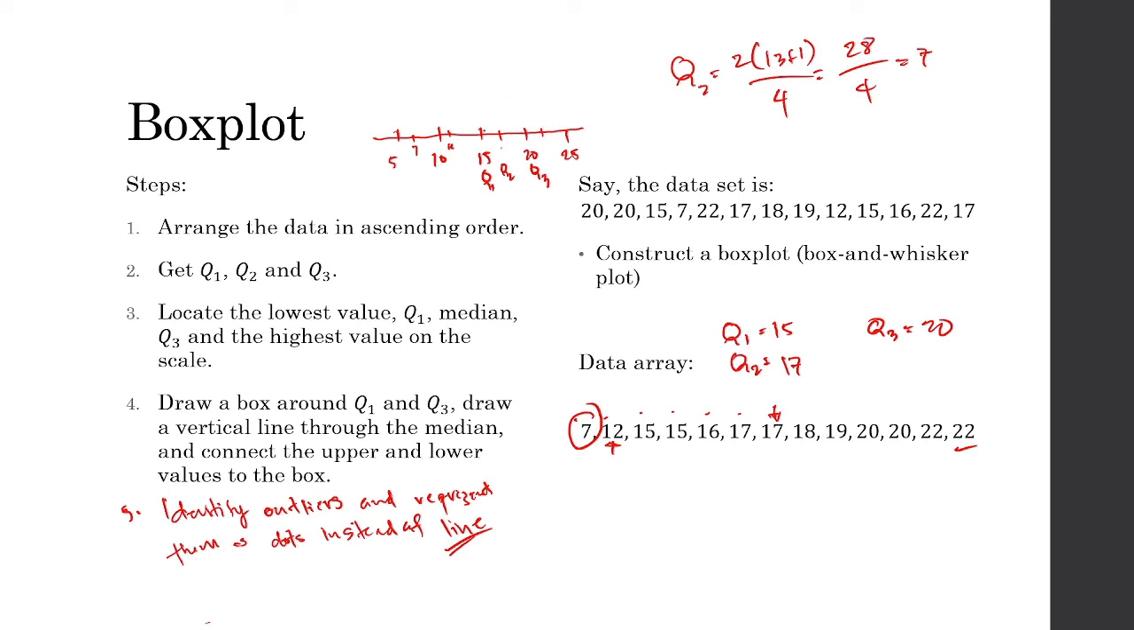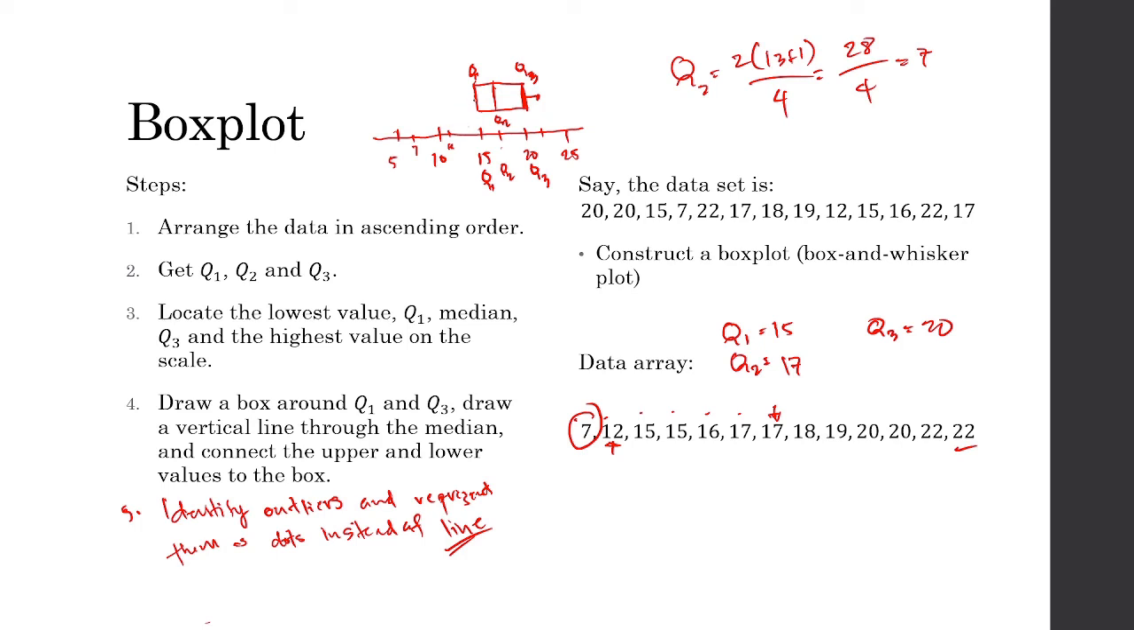Okay? So what we need to do is draw a box through our first quartile and our third quartile. So we just do a box there. This will be our Q1, this will be our Q2, Q3. Then we have a median here, which is 17. So that will be our Q2. Our highest value is 22. So that's where our highest value will end.